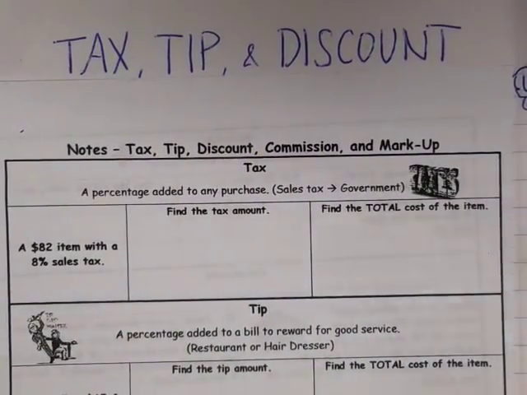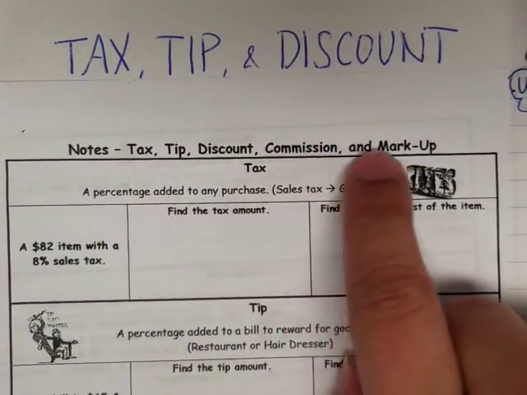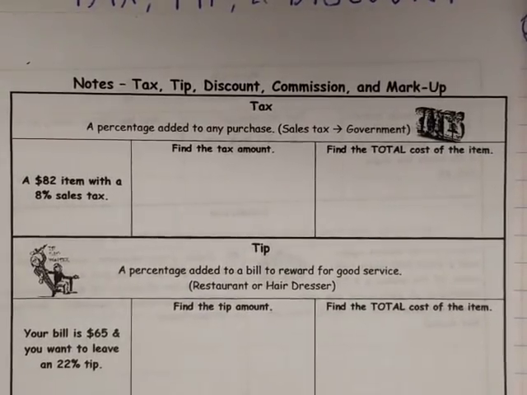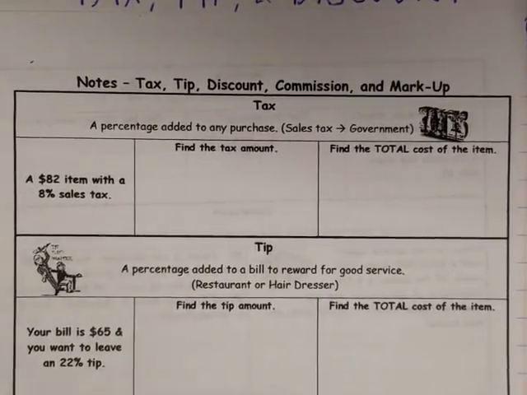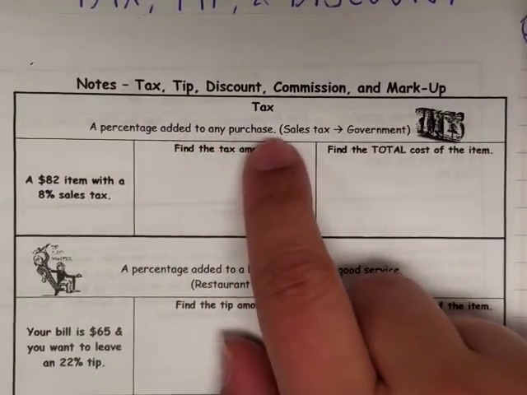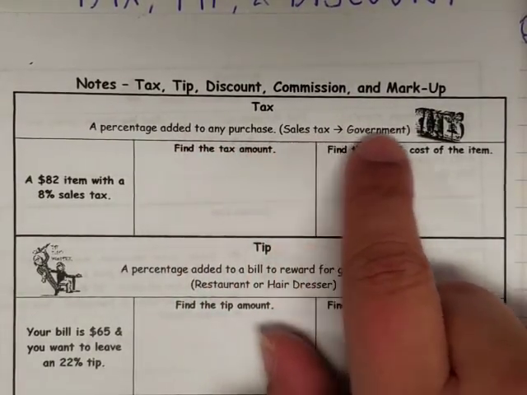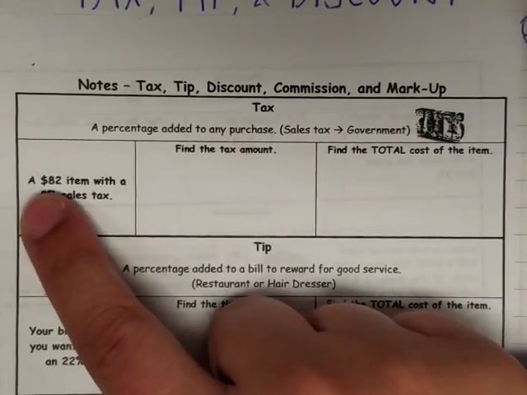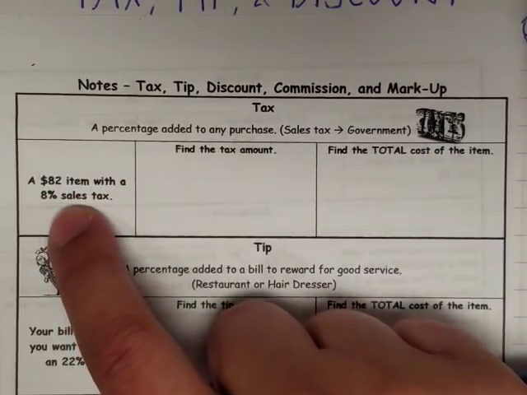Hi, good afternoon. These notes are on tax, tip, discount, commission, and markup, and this should be page 91 in your notebook. So we're going to start with tax, and tax is just a percentage that's added to any purchase. You have sales tax, which goes to the government. So this first problem says you have an $82 item with an 8% sales tax.